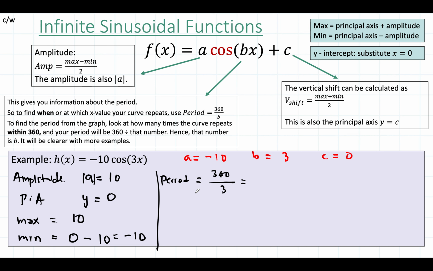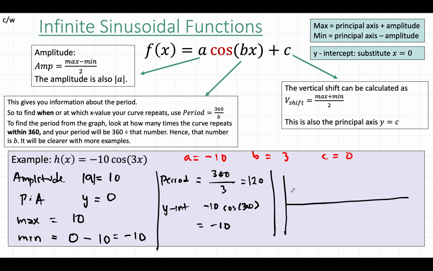And if I'm going to test this, we're going to see this within the graph. So it's going to repeat at precisely 120 degrees. And then we could find the y-intercept. If I substitute in 0, -10 cos of 3 times 0, and cos of 0 is equal to 1, so that's going to give me a -10.